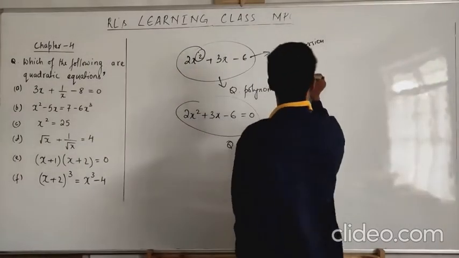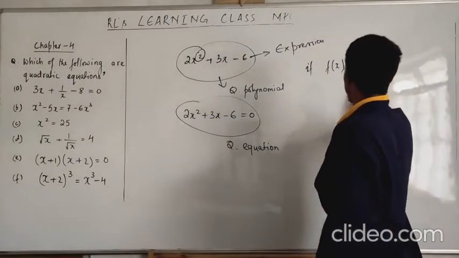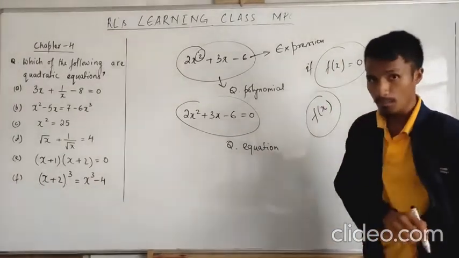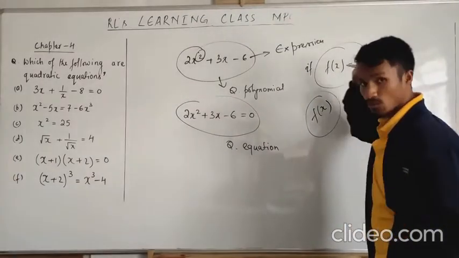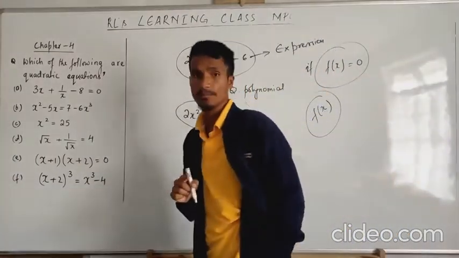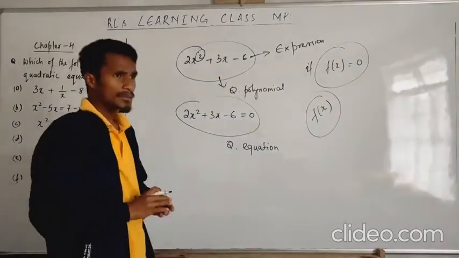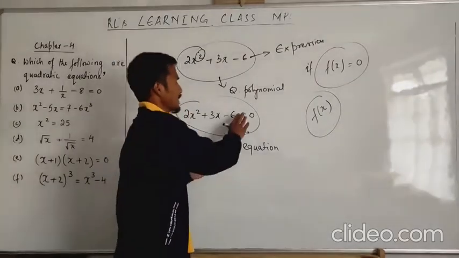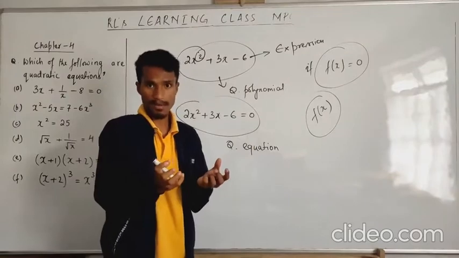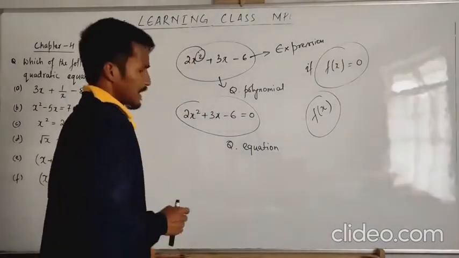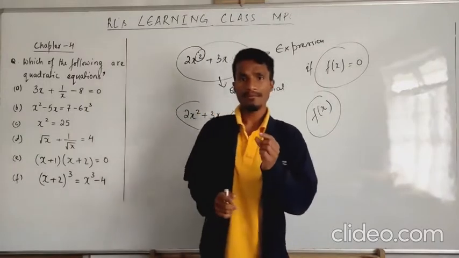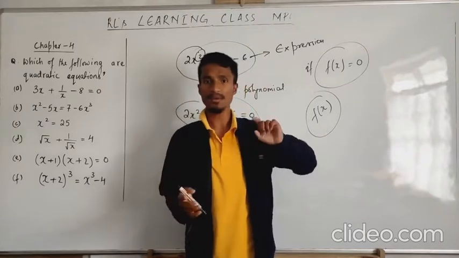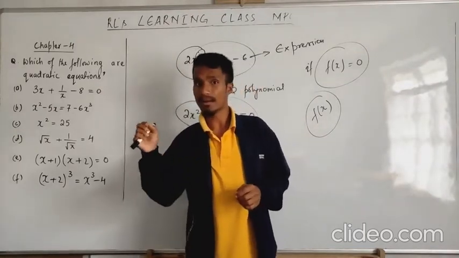Then if f of x is equal to 0, now if I just write f of x, then this is a polynomial. But if I write f of x is equal to 0, then this will be called a quadratic equation. Remember, any expression which we equate to 0, we call an equation. But if there is no 0 here, then we call it an expression. Got it? Now first, we'll learn how to identify, if I give you different types of equations, which are quadratic equations and which are not.